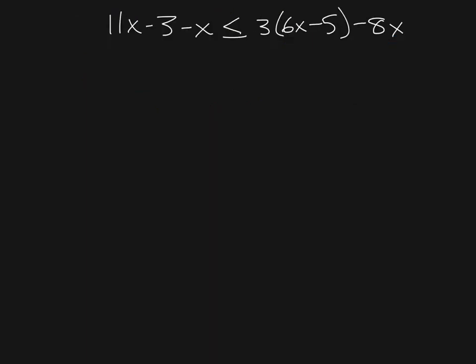Alright, this is actually going to be our third and final example. I'm going to start, as I did all my other ones, draw a line through my inequality so I can keep my two sides nice and separate. On my left side here, if I want to simplify, I can combine like terms. I have 11x and I have negative 1x. 11 and negative 1 gives me 10x. And then we have minus 3 left over.